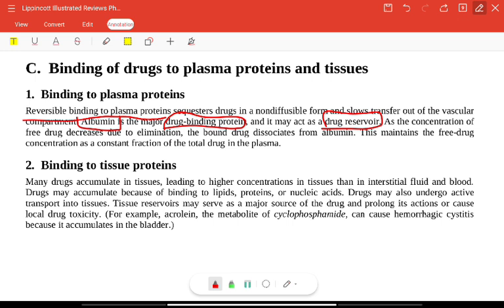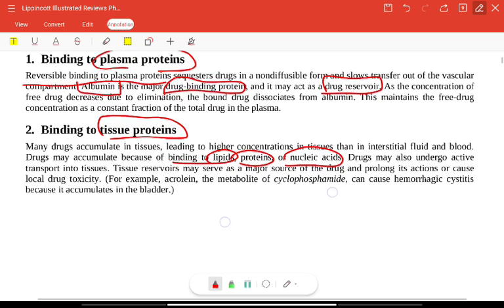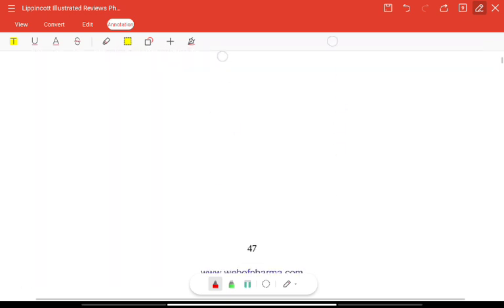Now this was binding to the plasma proteins, and now binding to the tissue proteins. Many drugs will accumulate in the tissues. It will lead to higher concentration. Drugs accumulate due to binding to lipids, proteins or nucleic acids. Drugs may also undergo active transport. Tissue reservoirs are the major source for the drug and it prolongs its actions or it may cause local drug toxicity.